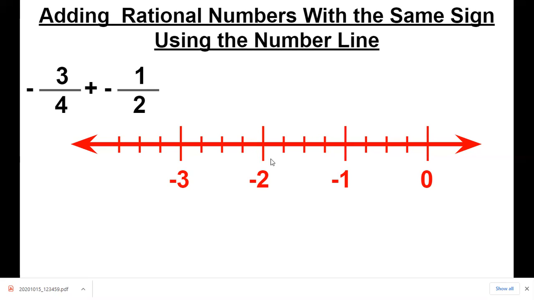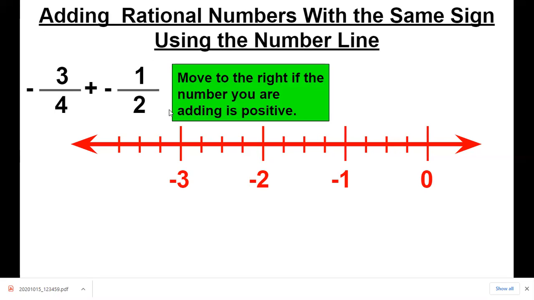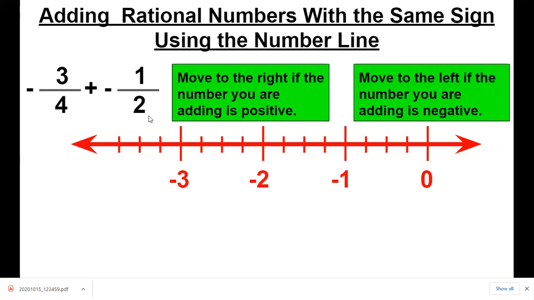So first of all, I just kind of look and say, okay, how many tick marks do I have? So this would be -1, -1.25, or -1 1/4, -1 1/2, -1 3/4, -2. So that's how it's going to count for each section there. So you're going to move to the right if the number you are adding is positive. You are going to move to the left if the number you are adding is negative. So the number we are adding, the -1/2, is negative, so we are going to move to the left.